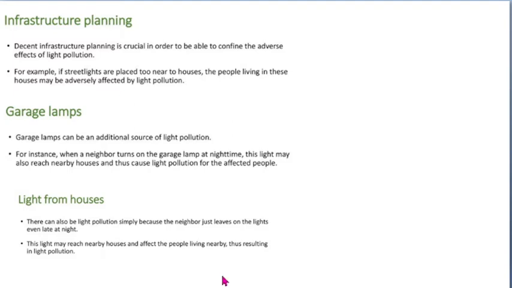Then also light from houses. There can also be light pollution simply because the neighbor just leaves on the lights even late at night. So this light may reach nearby houses and affect the people living nearby, thus resulting in light pollution.